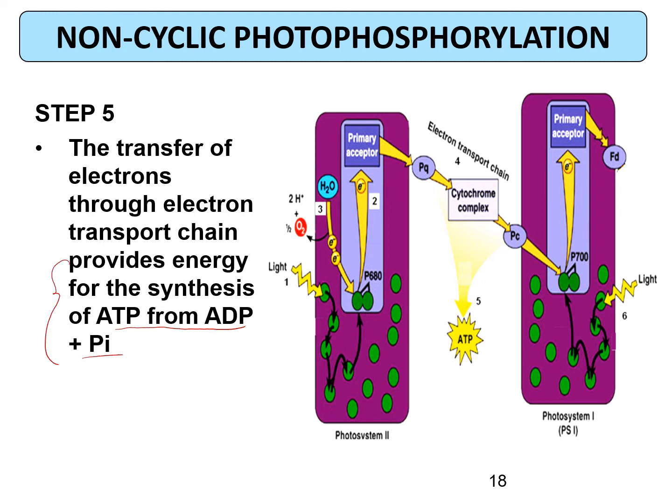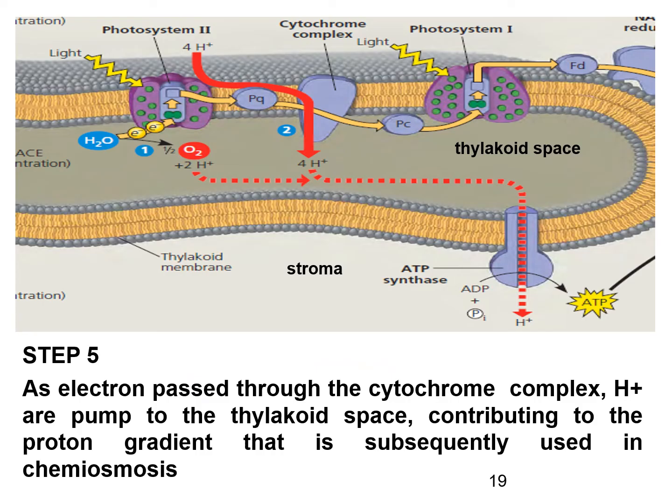So this is what we call photophosphorylation. This is an illustration of the components of the ETC that help in the transfer of electrons and thus are involved in the photophosphorylation.